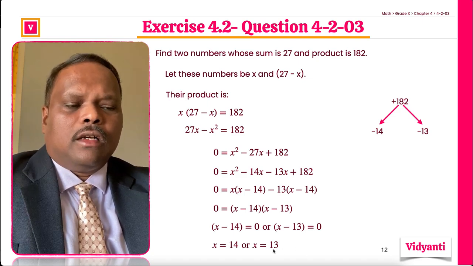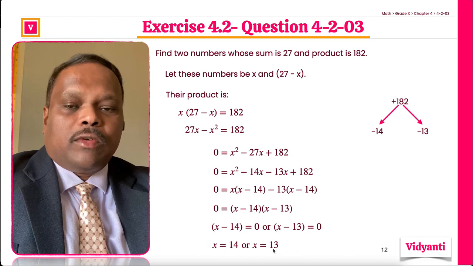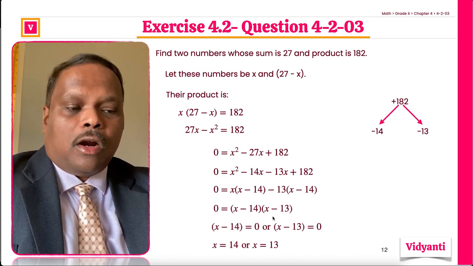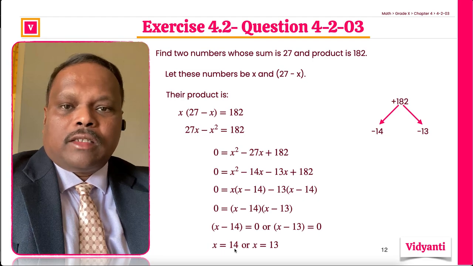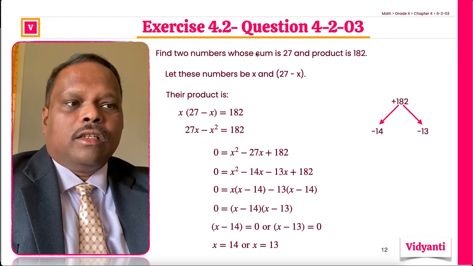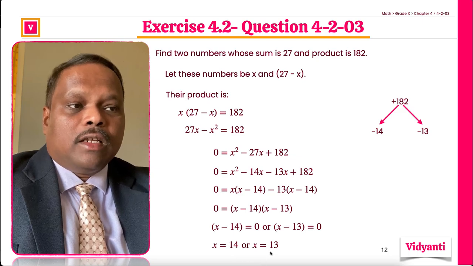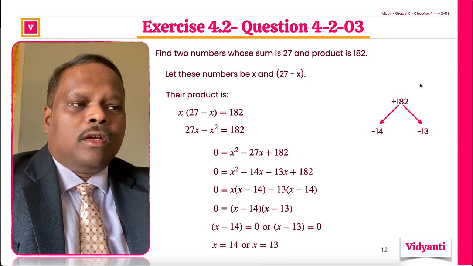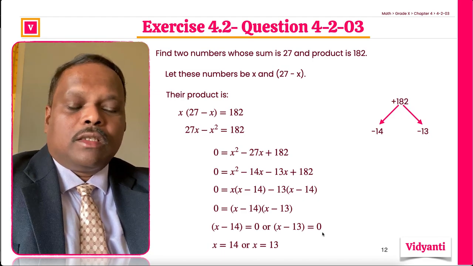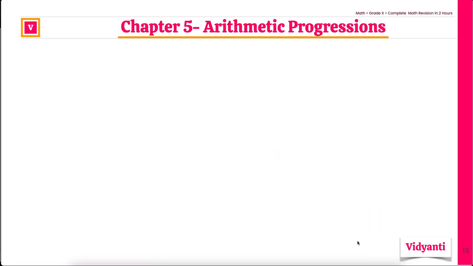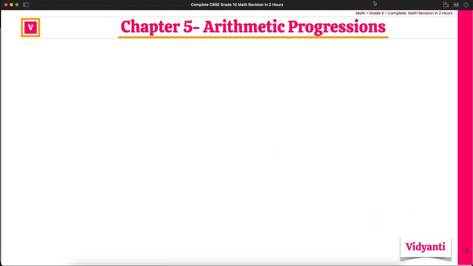I strongly recommend that once you get the answer, immediately check whether these satisfy the given conditions or not. Here, the two answers which you have got are 13 and 14. Their sum is 27, absolutely fantastic, no problem. And 14 times 13 is actually 182, which we have got right here. In fact, we got the 14 and 13 terms right from the splitting of 182. So that means it is satisfying both conditions. Our answer is correct. So the numbers are 13 and 14.